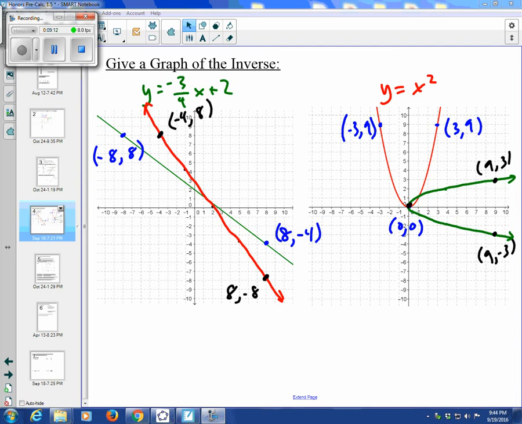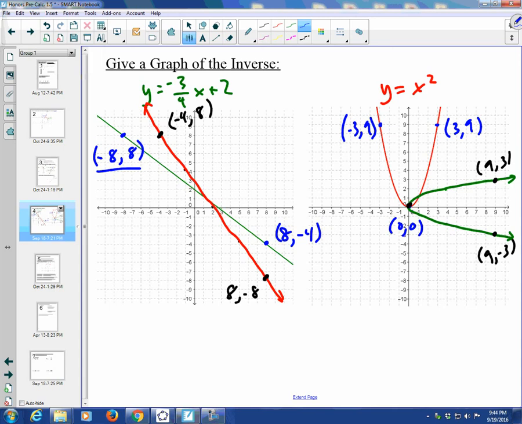So for our linear function, I chose the ordered pairs (-8, 8) and (8, -4), and inverted those to get the ordered pairs (-4, 8) and (8, -8). And I drew my red line through those ordered pairs to give me the graph of the inverse. And in general, of course, we know that if these are inverses, we should see them as reflections across the line y equals x.